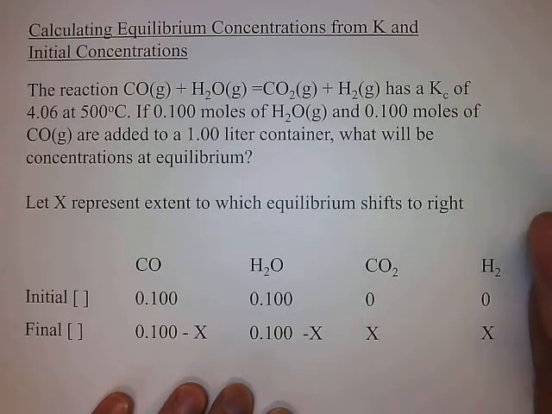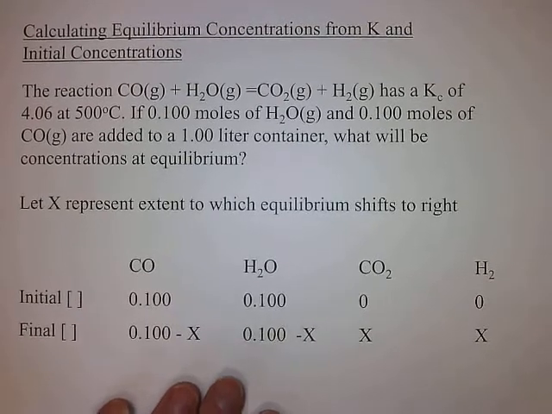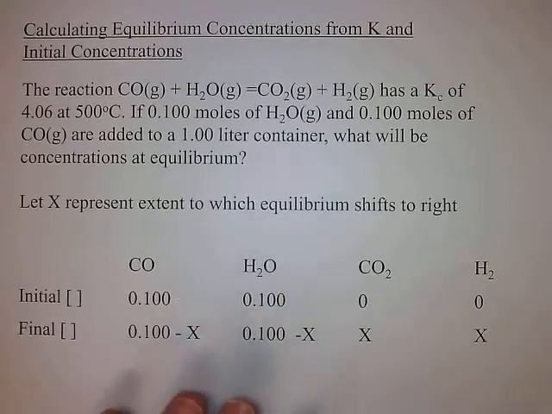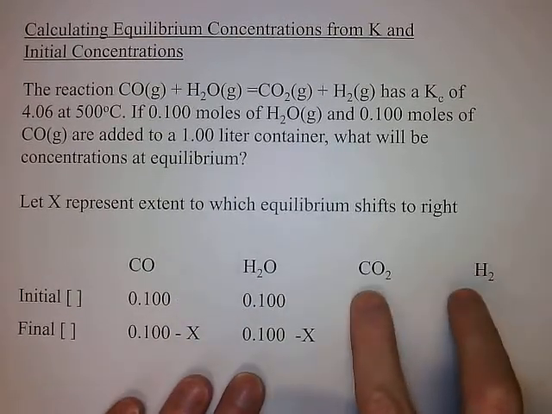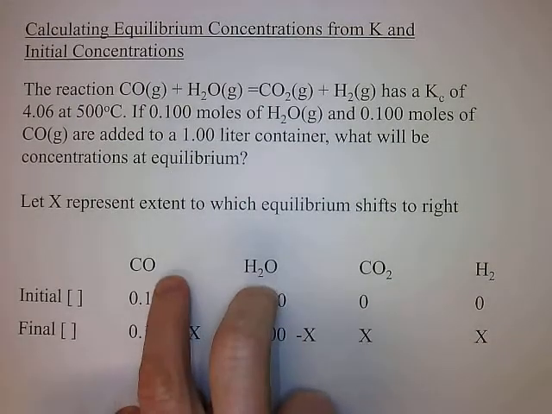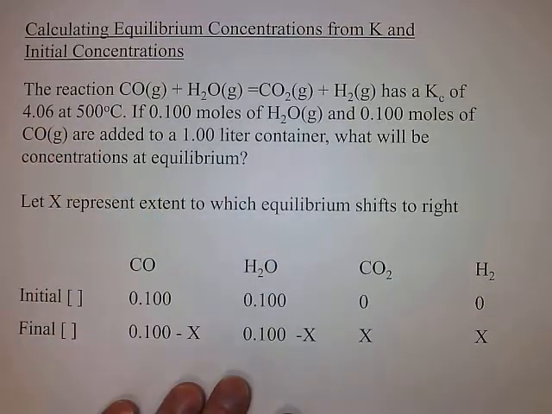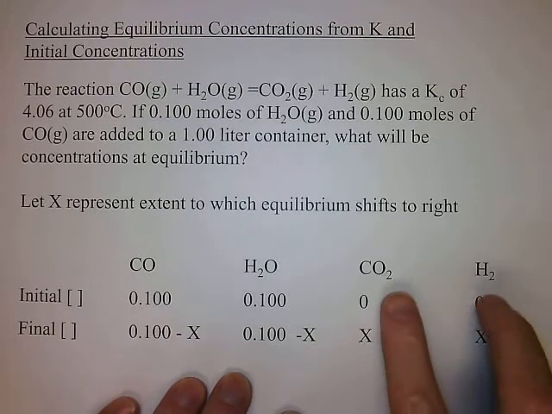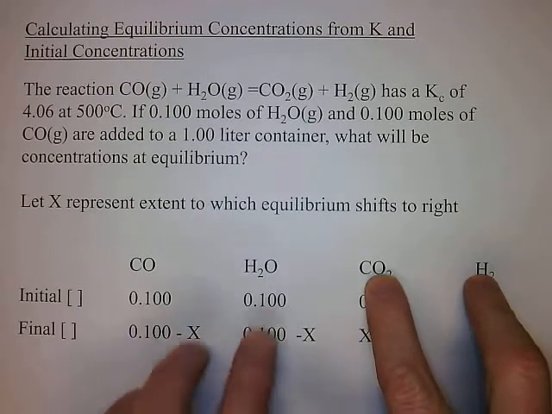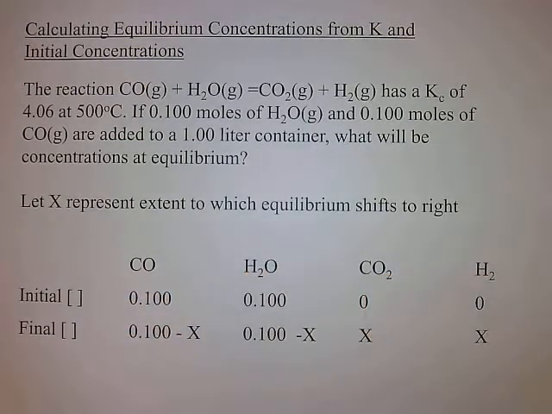Okay, it's going to shift to the right. Question is, how far is it going to shift to the right? We don't know, but we do know that these are going to go up and these are going to go down until that ratio becomes equal to 4.06. So one more time, the product of these divided by the product of these has to be 4.06 at equilibrium.